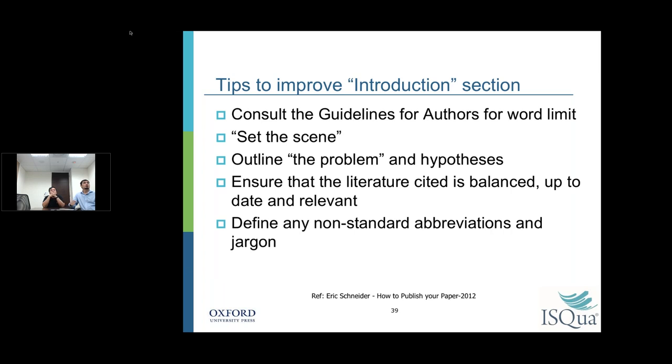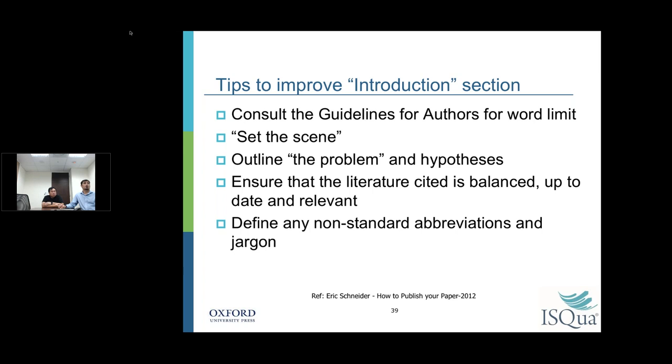So then there is a tip to improve your introduction section. You should consult the guidelines for authors for the word limit. That is very important because if you're writing a perspective, we only have a limit of 1,500 to 2,000 words. And if you're writing a research article, then you can write from 2,000 to 3,000 words. If you're writing a review article, then there is a different limit because for a review article, you have to write a little bit more.